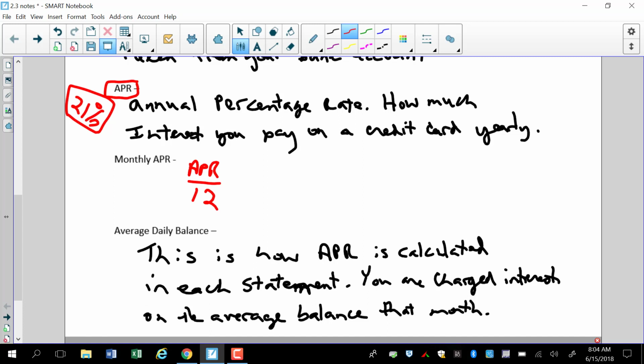So let's say you have $1,000 that month, and your APR, when you divide it by 12, let's just say you have 2%. They will charge you an extra $20 for that month for interest, because that was your average daily balance that month. It doesn't mean you have $1,000 on your credit card. It just means throughout the month, on average, you had $1,000 on your credit card.